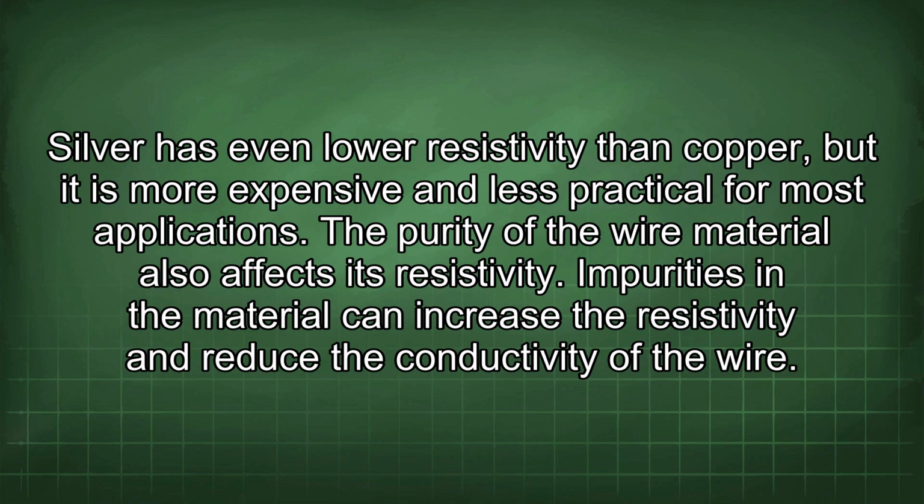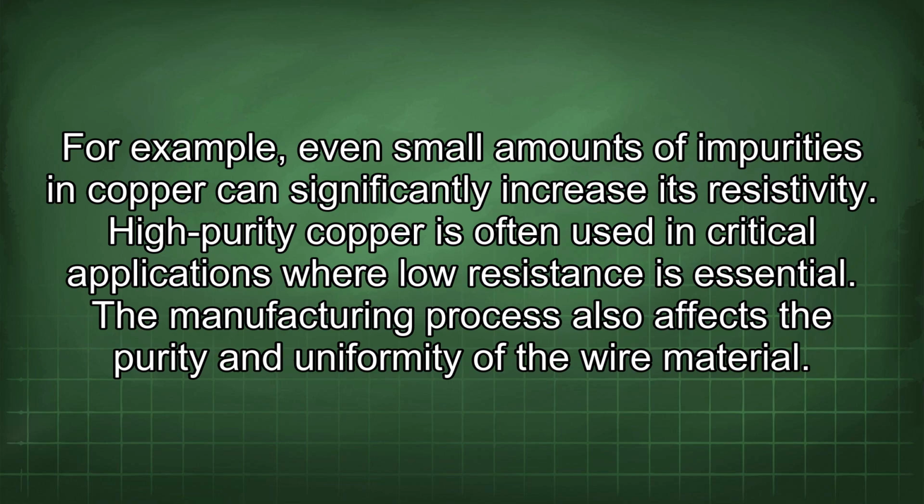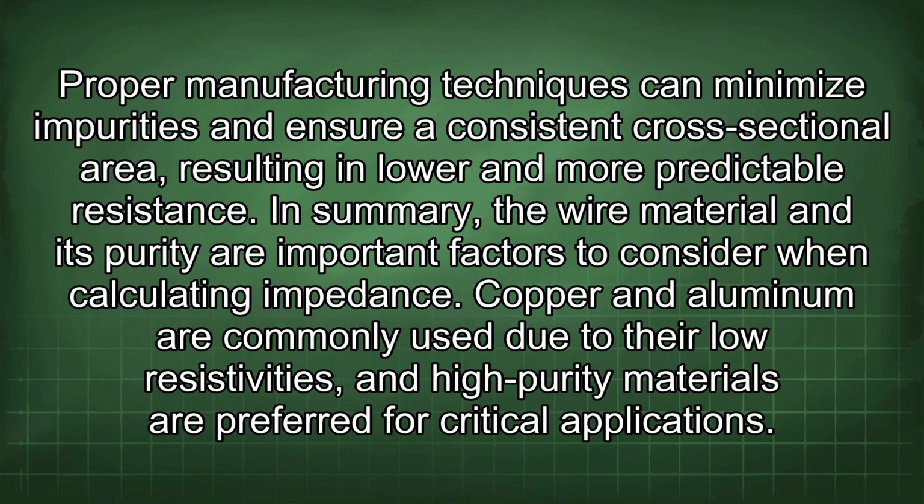The purity of the wire material also affects its resistivity. Impurities in the material can increase the resistivity and reduce the conductivity of the wire. For example, even small amounts of impurities in copper can significantly increase its resistivity. High-purity copper is often used in critical applications where low resistance is essential. The manufacturing process also affects the purity and uniformity of the wire material. Proper manufacturing techniques can minimize impurities and ensure a consistent cross-sectional area, resulting in lower and more predictable resistance.